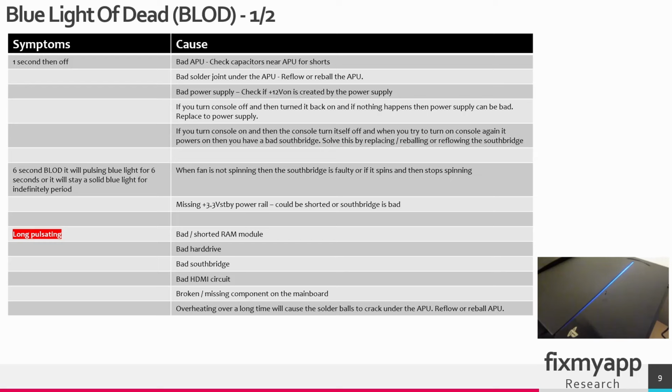And the other symptom is the long pulsating blue light of death. So that blue LED will start pulsating indefinitely. And the cause can be again a shorted RAM module, a bad hard drive, a bad Southbridge, and a bad HDMI circuit. There could also be some broken or missing components on the mainboard. And also when the console is overheating for a long time, this will also cause solder balls under the APU to crack, and then you have to reflow or reball the APU.